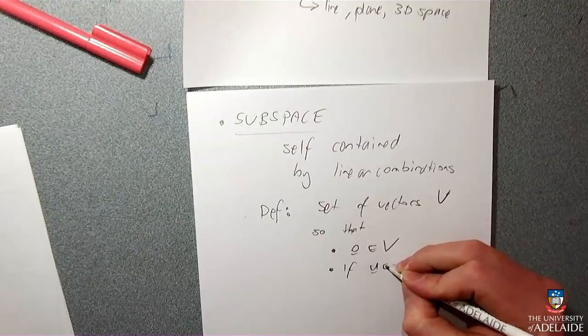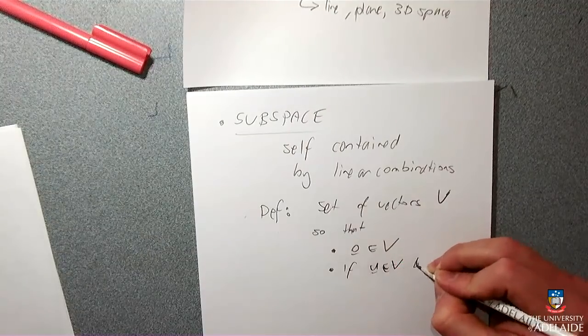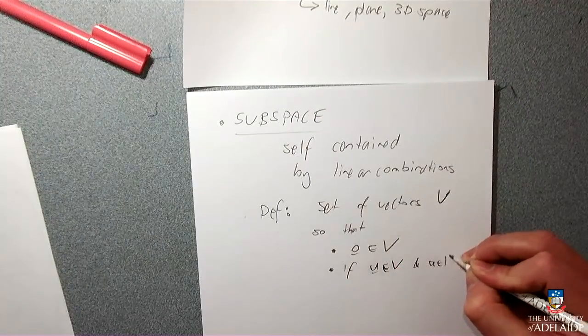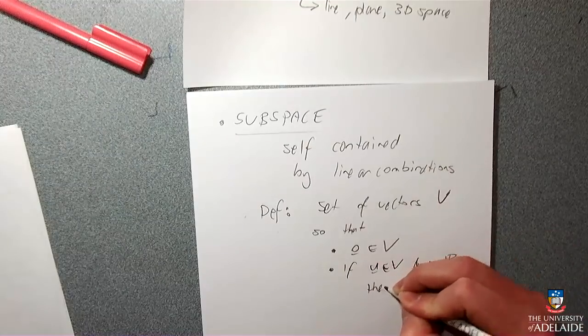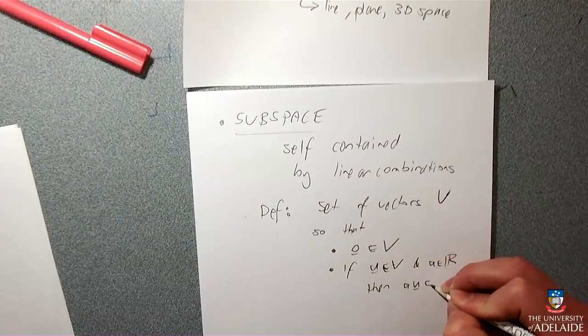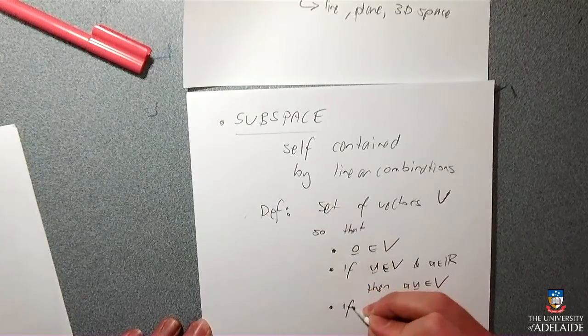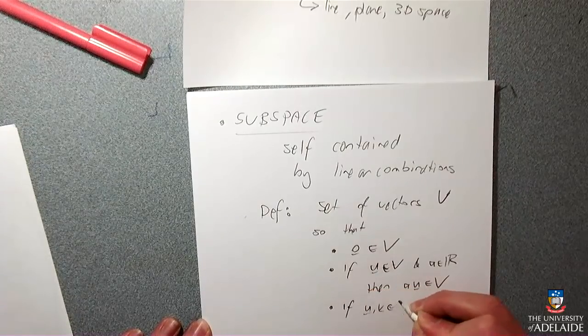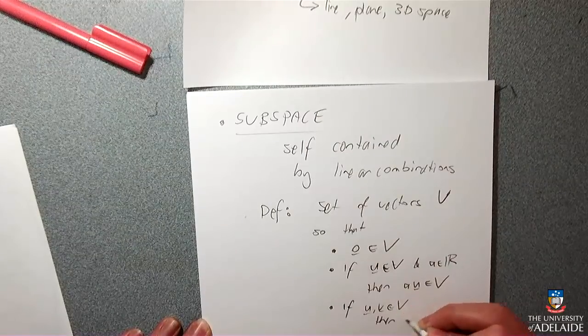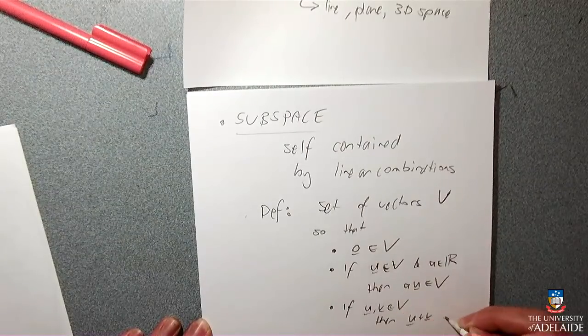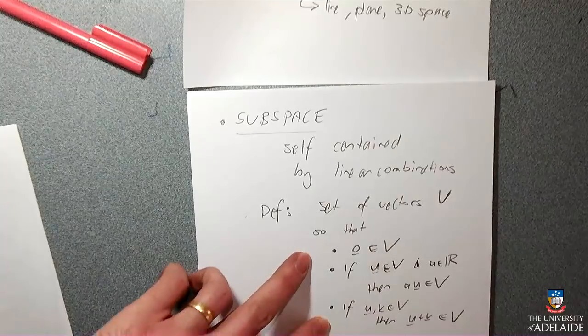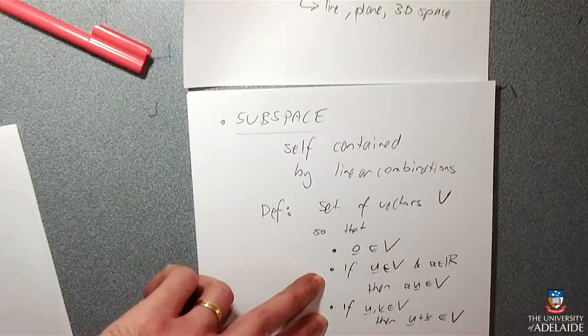If u is in V and a is a real number, then when you do scalar multiplication, it's still in V. And if u and v are both in V, then when you do the addition, you can't get out either. But these together say that if you do a linear combination of things, you can't get out.